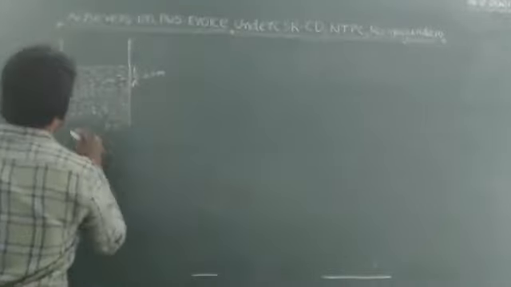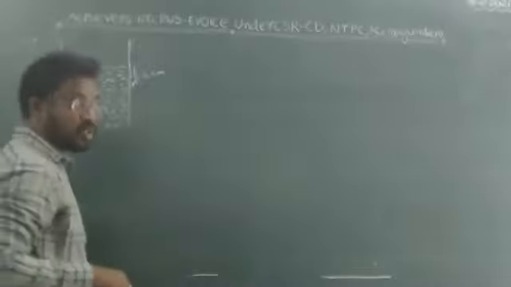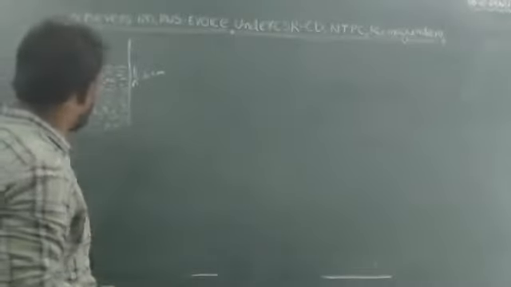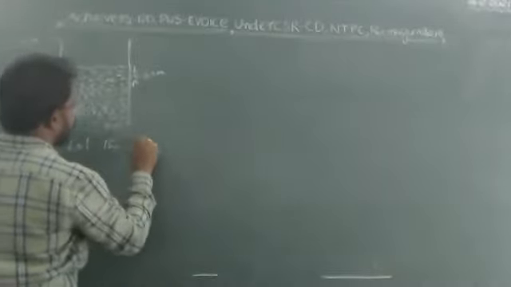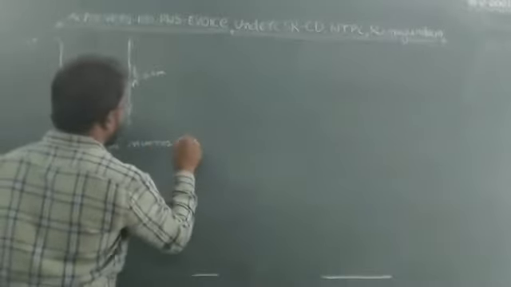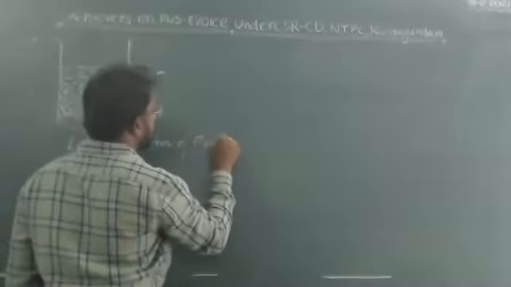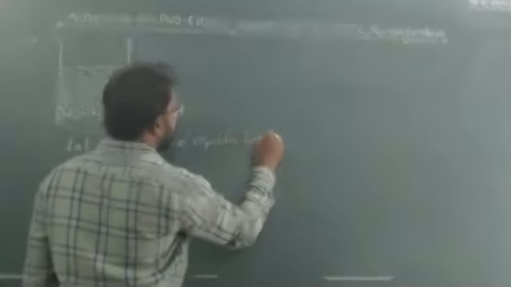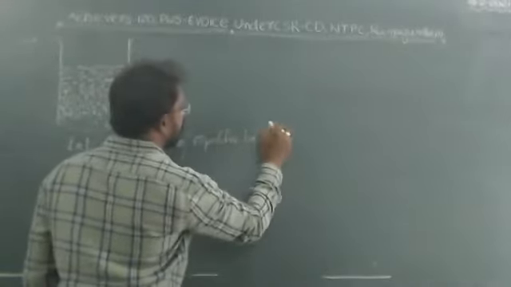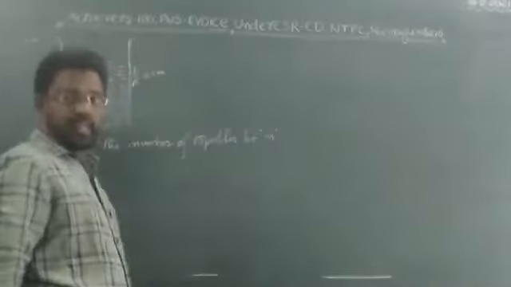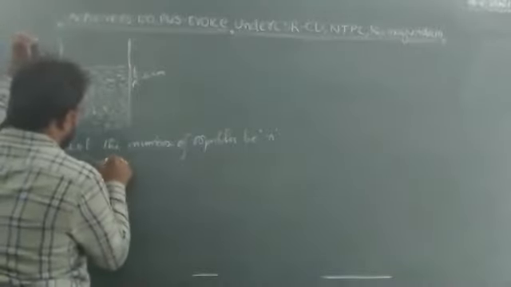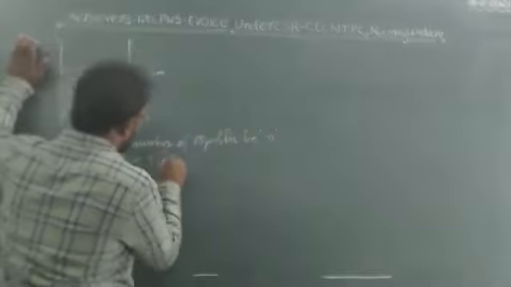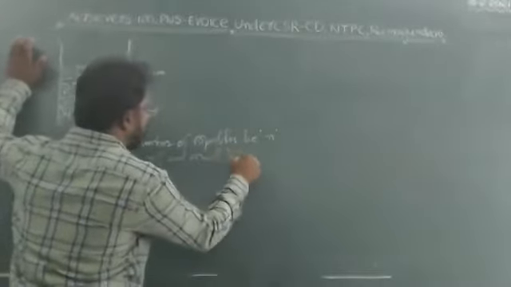Let me write what is given. The diagram is also most important. Let the number of marbles be n. Number of marbles is n, and the diameter of a spherical marble is 1.4 centimeters.